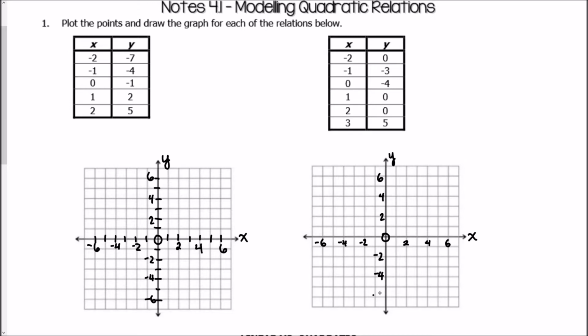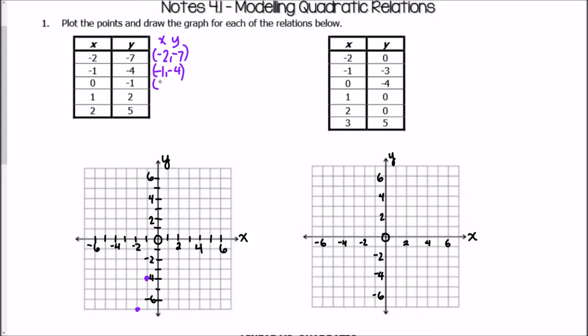Okay, so for our first relation, we need to plot out the points -2, -7. That's what this chart is saying. So this means I'm going to go to -2 on the x-axis, or to the left 2, and this means I'm going to go down 7. So -2, -7, here's where my coordinate's going to be. My next coordinate is -1, -4. So I'm going to go to the left 1, and then I'm going to go down 4, and that's where my next coordinate's going to be.